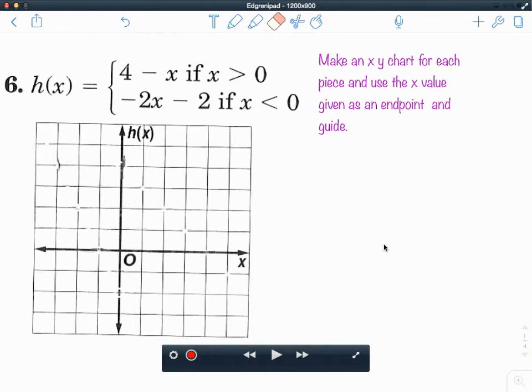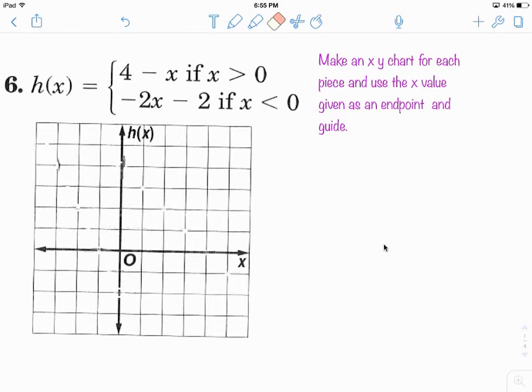So we're going to look at this and do a little piecewise. The reason that we know this is piecewise is because we have this graph, but we don't want the whole thing. We just want pieces of it, as indicated by the x values, or the domain, stated for each piece. So the way that we're going to do this today is we're going to do separate x, y charts for each one.